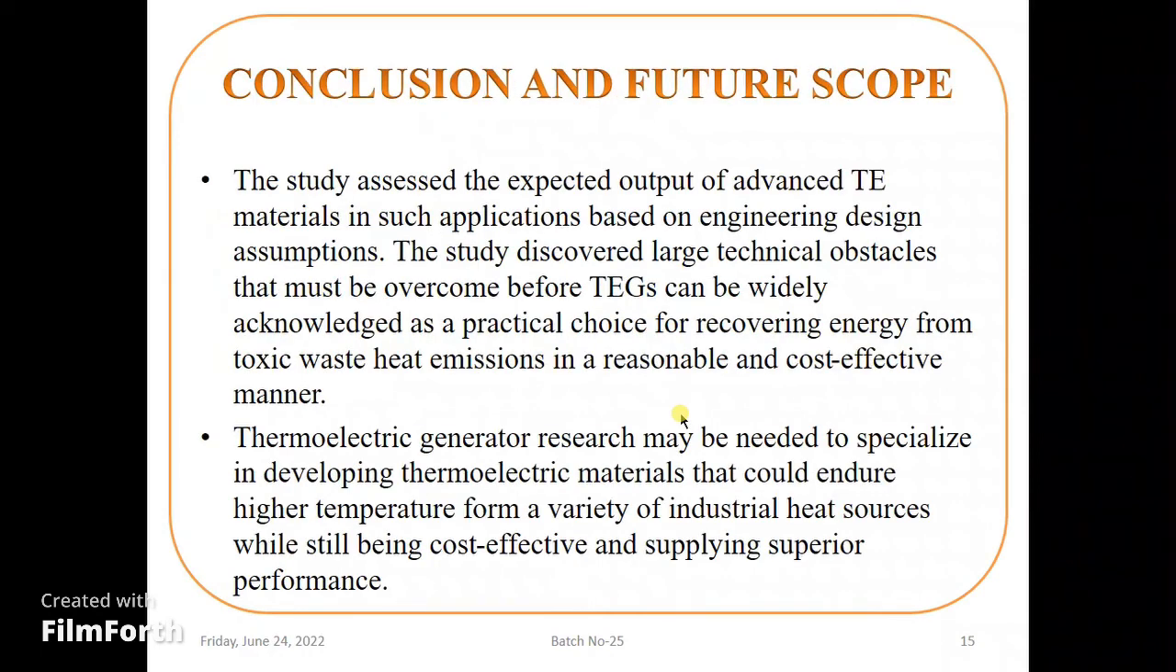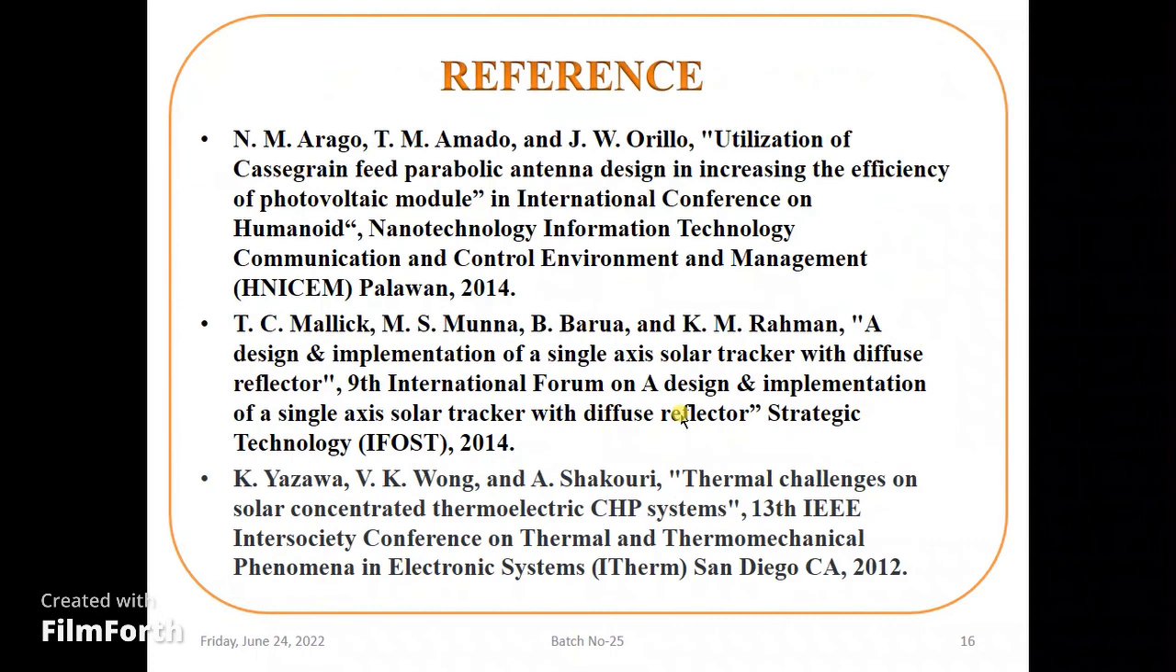And the conclusion and future scope: the study assessed the expected output of advanced TE materials in such applications based on engineering design assumptions. The study discovered large technical obstacles that must be overcome before TEGs can be widely accepted as a practical choice for recovering energy from waste heat emissions in a reasonable and cost-effective manner. Thermoelectric generator research may need to specialize in developing thermoelectric materials that can endure higher temperatures from a variety of industrial heat sources while still being cost effective and delivering superior performance.